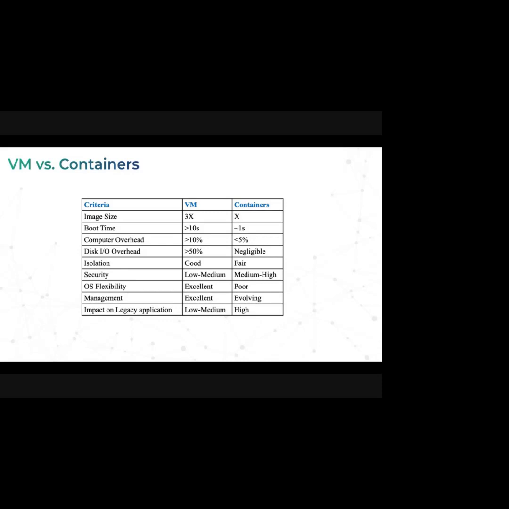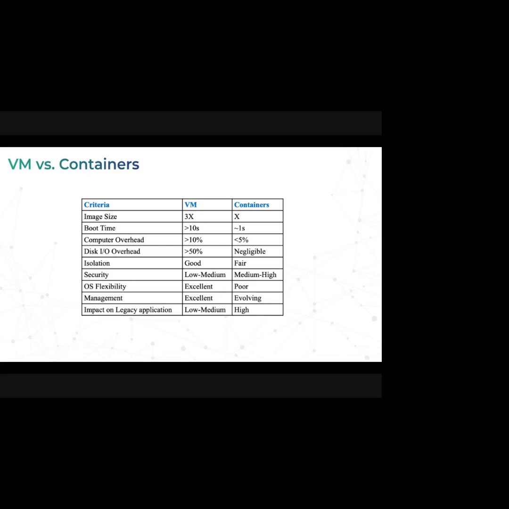Isolation is good for sure. In a VM, we know there is no other stuff, you're running one person around it. In case of a container, isolation is okay, it's fair, because you are going to share across it. So if you don't properly define your networking and all, there is a high probability applications can interact with each other. Security, low to medium, medium to high.